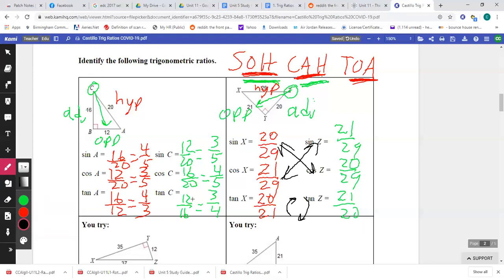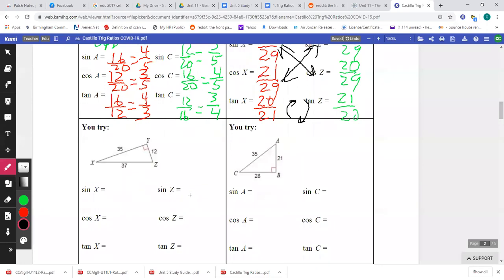So I want you to kind of very quickly do these next ones on your own. Please try them. I don't want you to just sit there and wait for me to go over them. Try them to make sure you understand what is going on here, and so we can correct any mistakes before you start doing your assignment. So please do these right now. And then I'll give you a couple minutes and we'll go over them. Remember, the first step is to always label the hypotenuse. The hypotenuse is the first one you should always label.